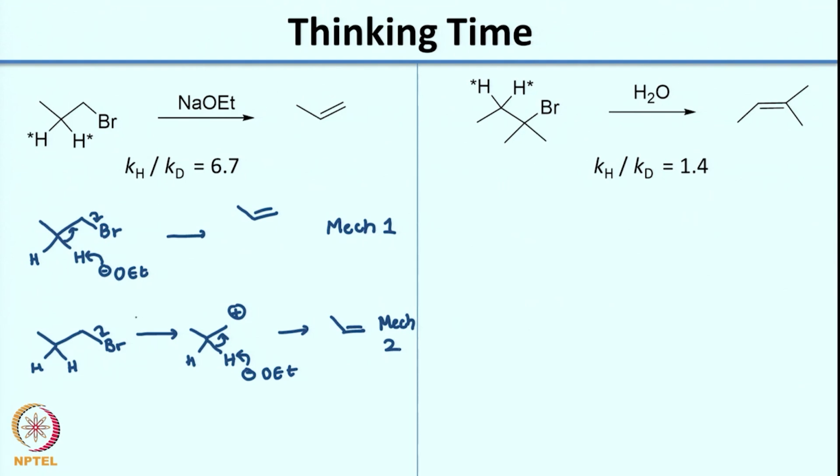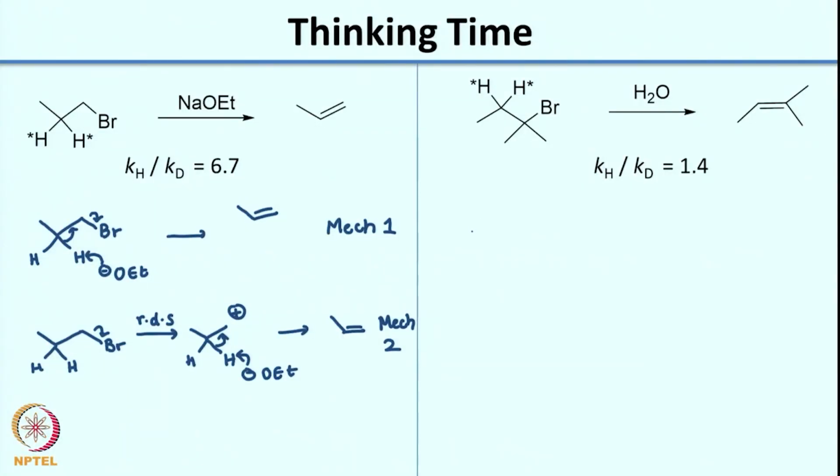So typically in the E1 mechanism your rate determining step is formation of the carbocation. Alright, and you might have written other mechanisms also for this, but these are two probable mechanisms one can say. Now let us look at the second example.